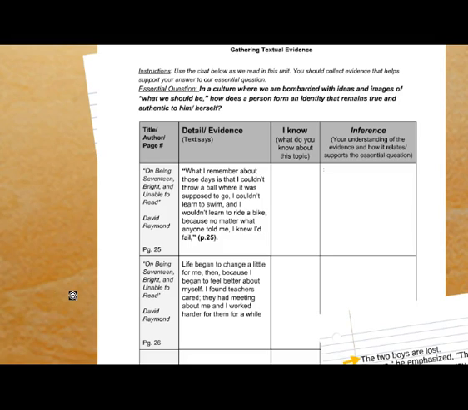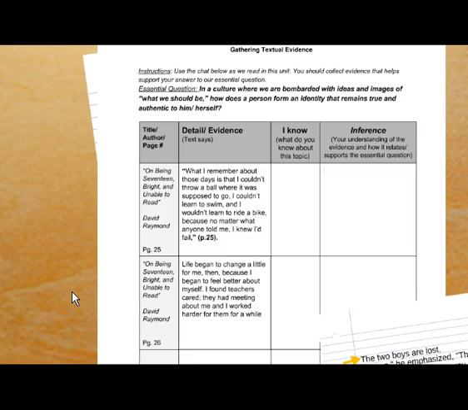So you should have received the Gathering Textual Evidence paper on Thursday in class. If you have lost it, I'm going to attach it to the Google Docs for our class and you can print it out yourself. But in the instructions it says, use the chart below as we read in this unit. You should collect evidence that helps support your answer to our essential question. If you forgot, our essential question is, in a culture where we are bombarded with ideas and images of what we should be, how does a person form an identity that remains true and authentic to him or herself?